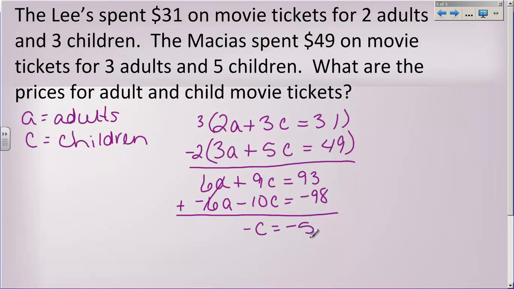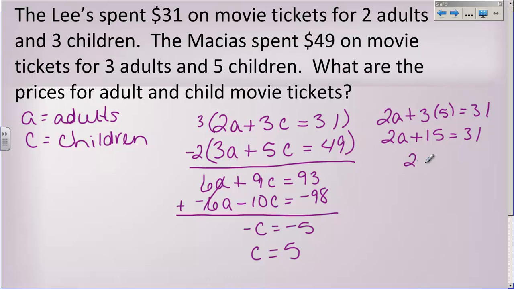Well, this doesn't even make sense because I can't have negative 5 tickets, but that's because my c is negative, so change both signs. So c is 5. So there were 5 children's tickets. So now I've got to figure out how many adult tickets there were, so I'll go plug it in. 2a plus 3 times 5 equals 31. 2a plus 15 is 31. So 2a is 16. So a is 8. So there were 8 adult tickets and 5 children's tickets.